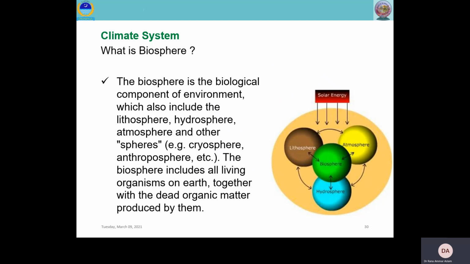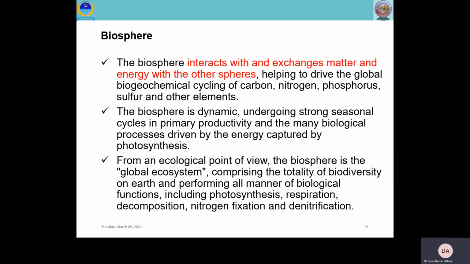So to make these things available, the biosphere interacts with or depends on other spheres, like the lithosphere, atmosphere, and hydrosphere, and makes this earth livable for us and provides food and energy for our need. So it not only includes the living organisms or beings, but also includes the dead organic matter produced by them. So you know that to live on this earth, there are two basic needs. One is energy, and the second one is food.